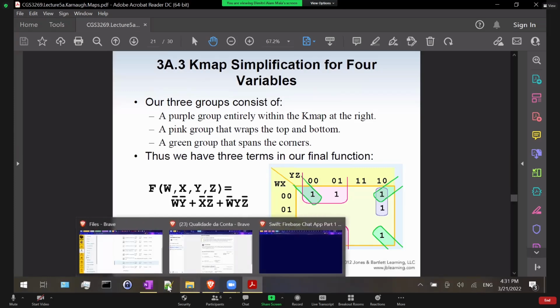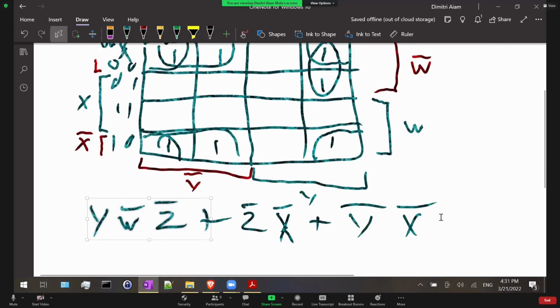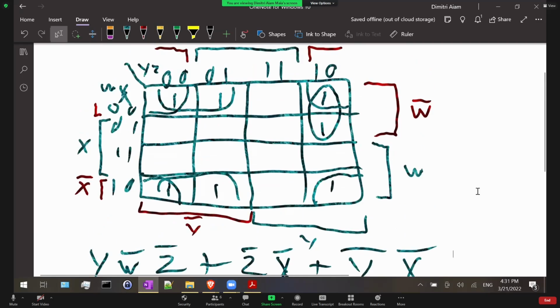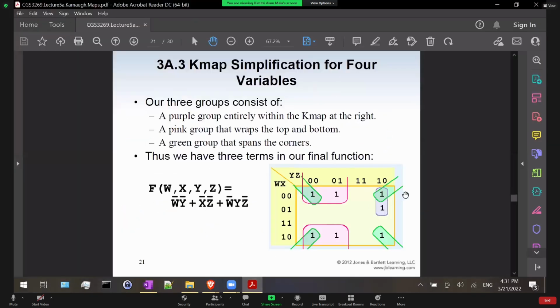So let's take a look. The W one here and then, well, yeah, it is in WY. Let me see. I made one mistake. No, I think it's WY. That's what it is. W not Y not.